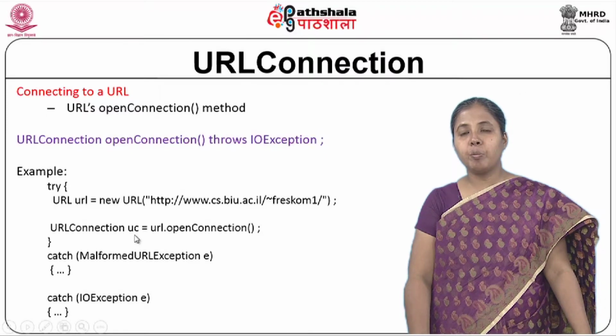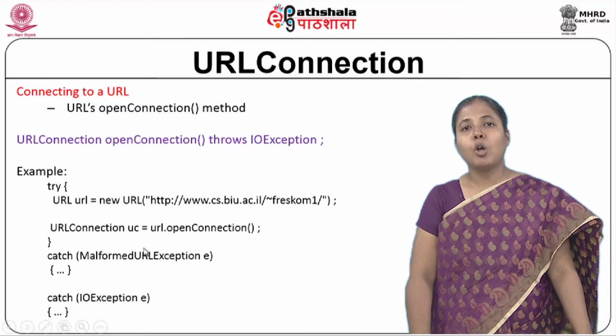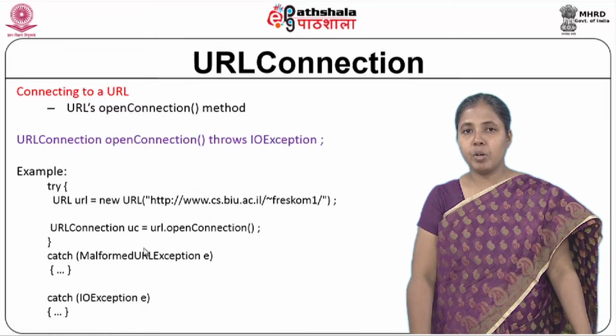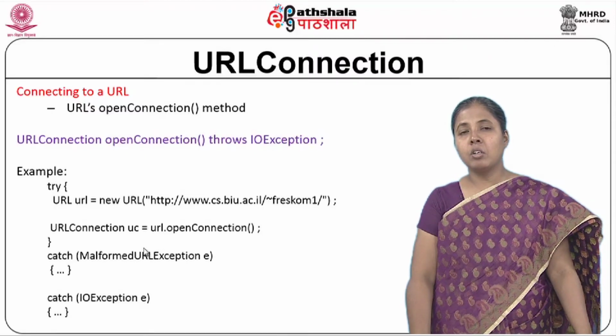The second step, instead of creating a URLConnection object using the constructor, make use of this URL object and the openConnection method and create a URLConnection object. So, once you have a URLConnection object, now you can make use of the openStream method and make a connection to the URL, open an input stream, and then you can read the resource.